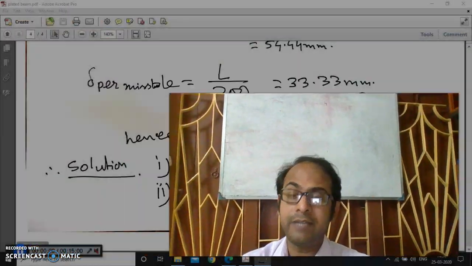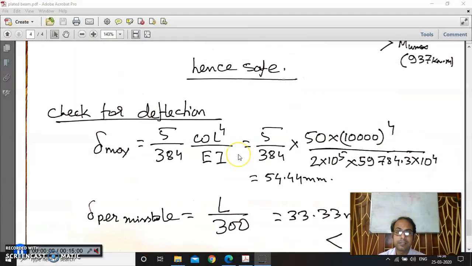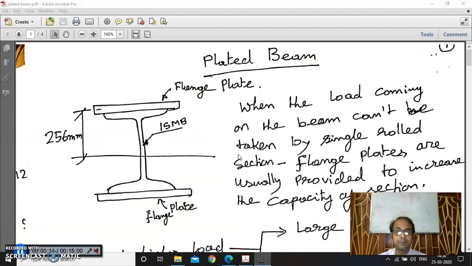Hello students, today's lecture is on plated beam. First of all, we will discuss why plated beam. This is a simple problem. Before discussing the problem, we'll say that these plates are provided in the top and bottom flanges.